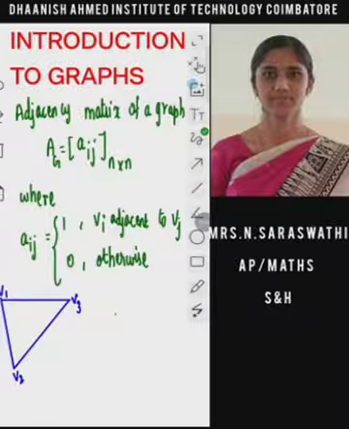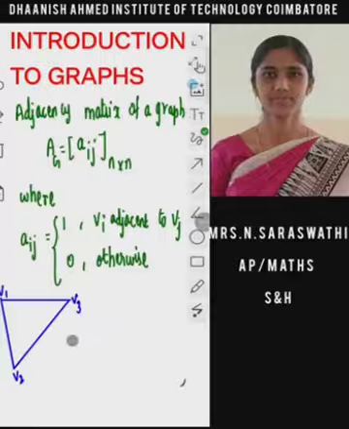Now consider a graph with vertices and edges. Let us assume that the graph has n number of vertices and the adjacency matrix is denoted by AG, and it has the matrix of elements of the form Aij, and that matrix will be of order n. Aij will be equal to 1 if the vertex. We are going to find the adjacency matrix for this graph.